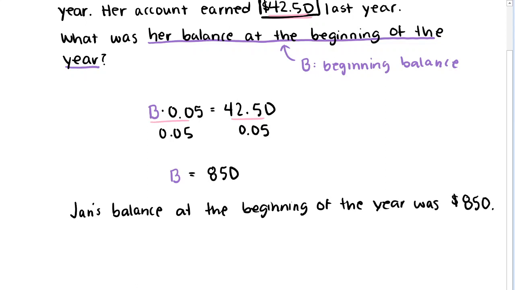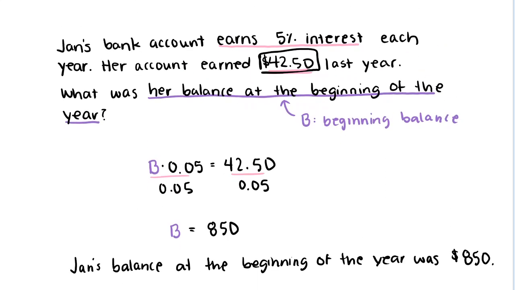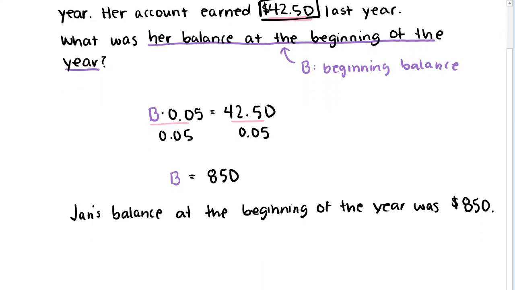$850. And so here, Jan earned 5% interest on her $850 that was just sitting there. So here this just shows you that interest is a powerful way of getting money. You know, she had $850 to start with. Sitting there, she earned 5% back, $42.50 just for having the money.